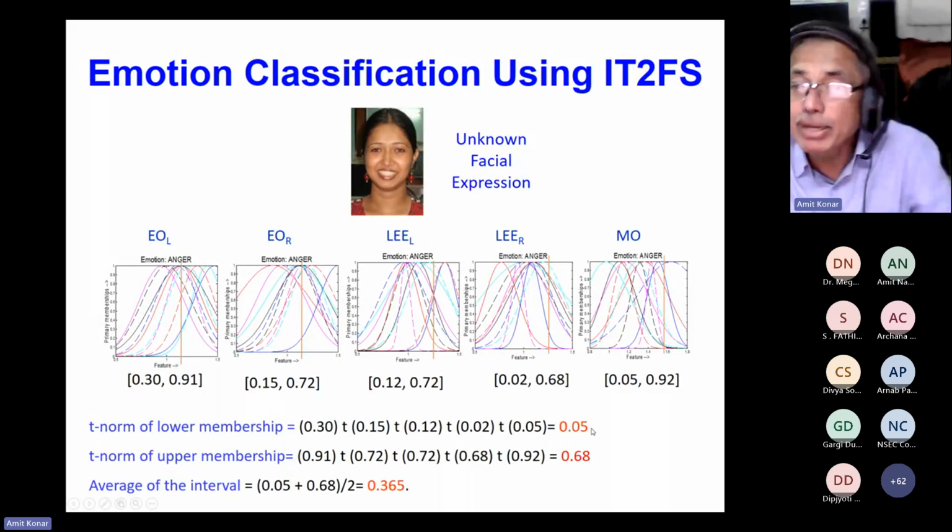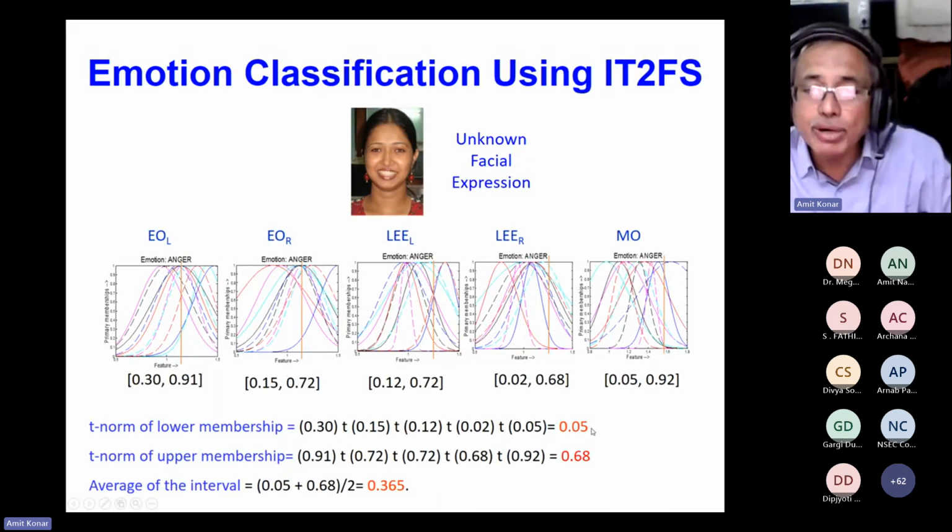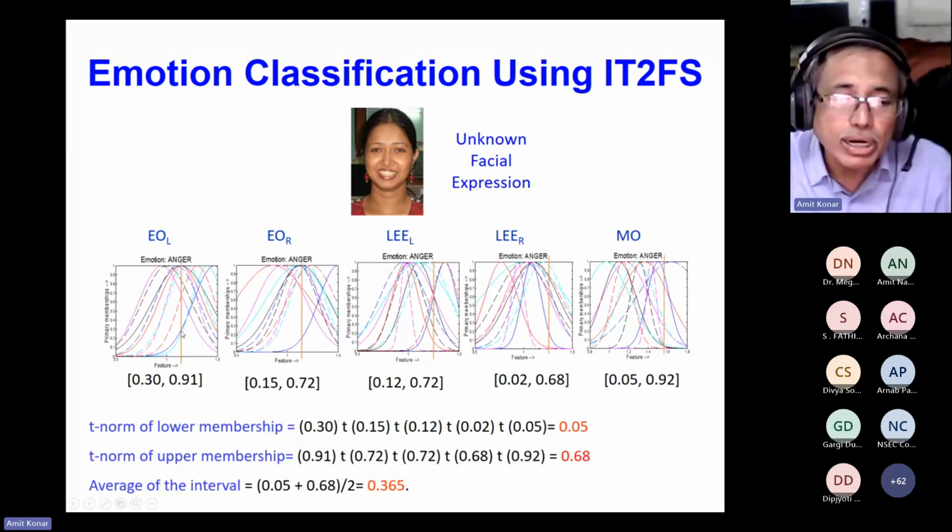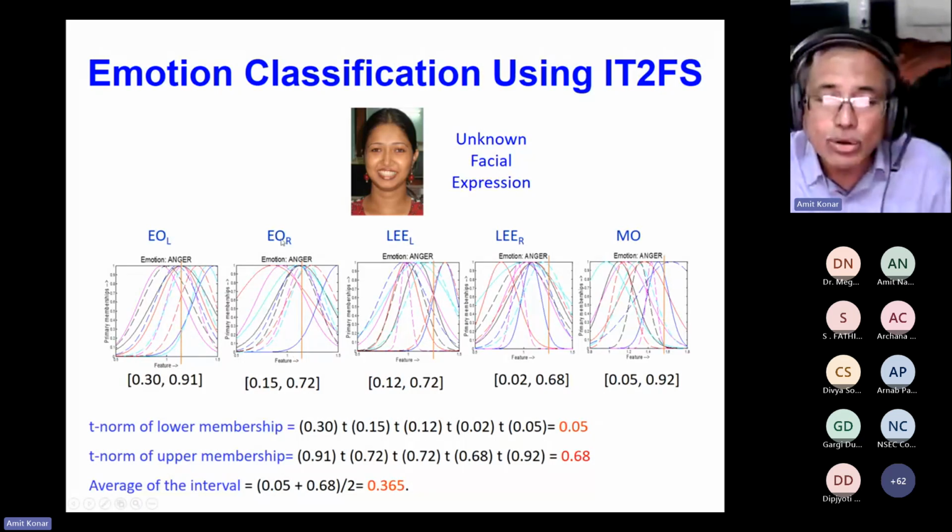What does the minimum indicate? Minimum means AND operation. That means the joint occurrence of left eye opening to be low to a degree of 0.3, right eye opening to be low to a degree of say 0.15, and so on.